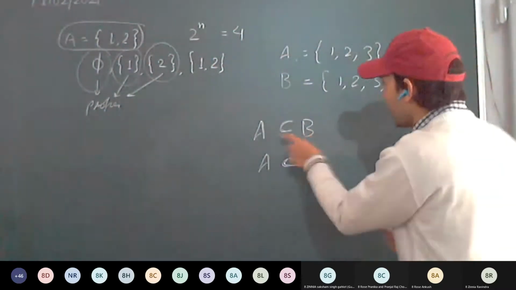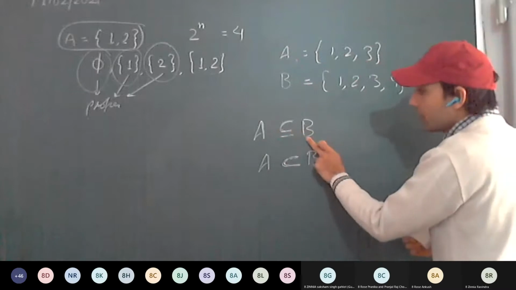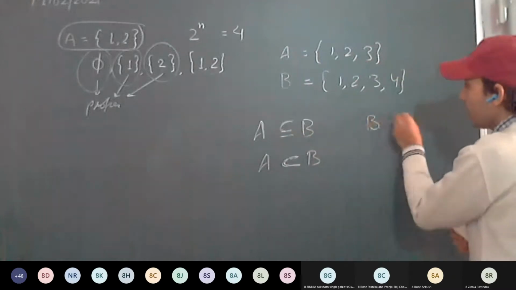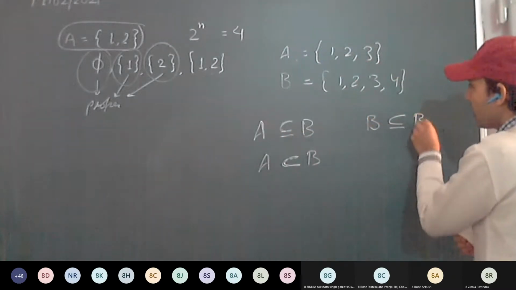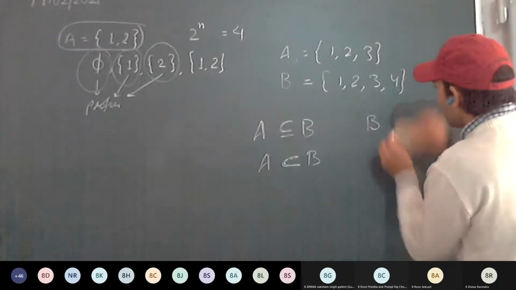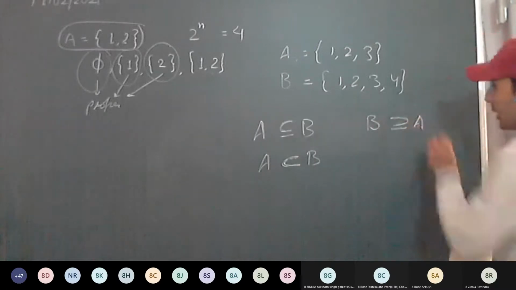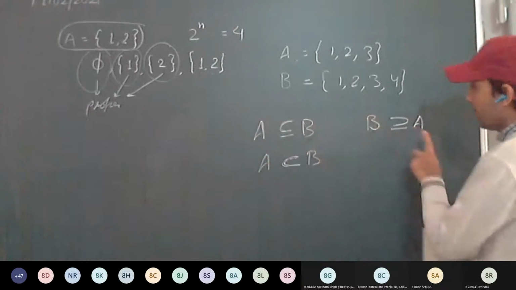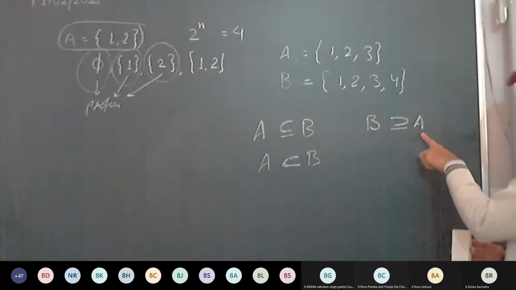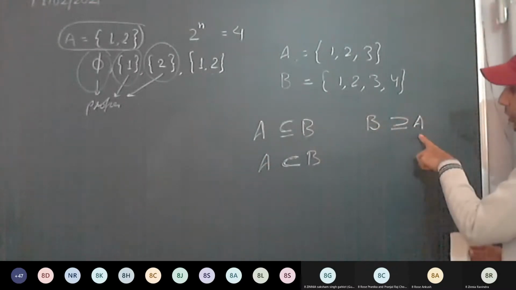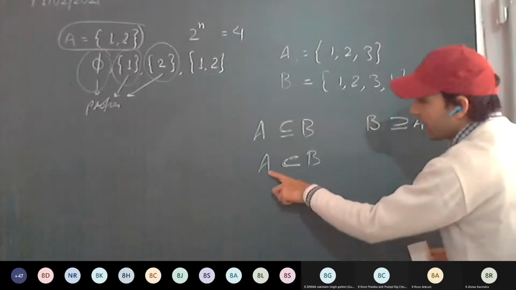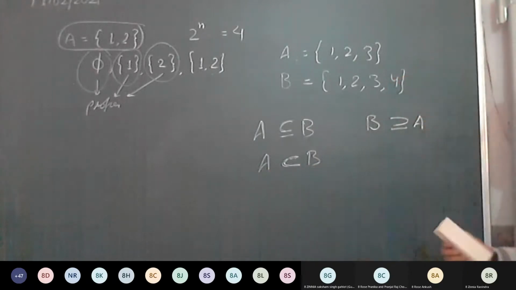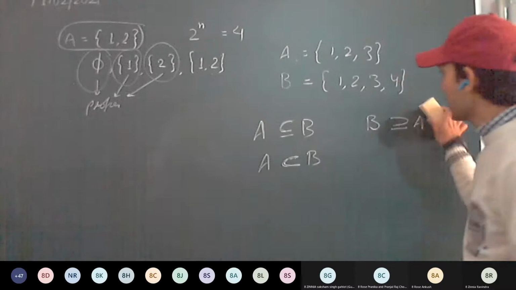How to denote a superset? A is a subset of B. B is a superset of A. How can we read it? A is a subset of B. Here, B is a superset of A. And A is a proper subset of B. Understood this one?